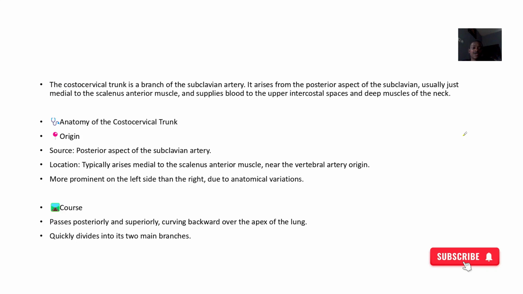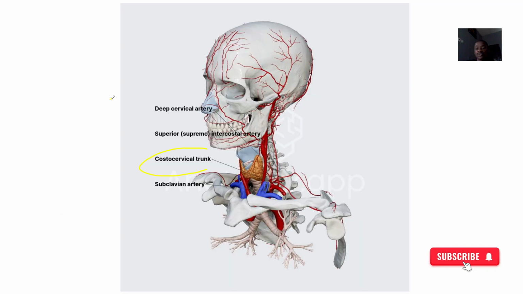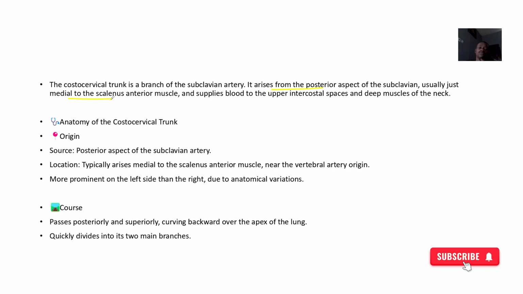So the costocervical trunk, you should know, is a branch of the subclavian artery, and it arises from the posterior aspect of the subclavian. It's usually just medial to the scalenus anterior muscle. It supplies blood to the upper intercostal muscles and also the deep muscles of the neck. So the origin is from the posterior aspect of the subclavian artery. It typically arises medial to the scalenus anterior muscle near the vertebral artery origin.